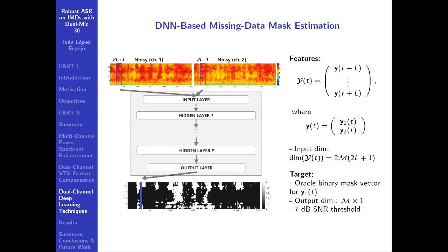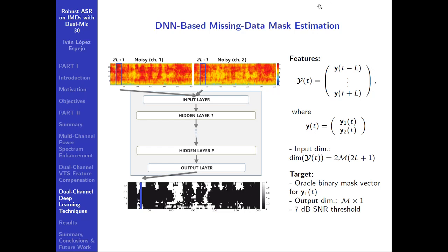Therefore, we guess that we can easily estimate missing data masks by means of a comparison between the noisy speech power present at the primary and secondary channels. Moreover, unlike other related works using a wide set of features, our DNN directly provides an estimation of the missing data mask by just using dual channel log-Mel features. So we are able to achieve a competitive performance with less computation.